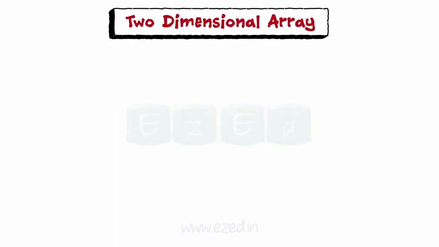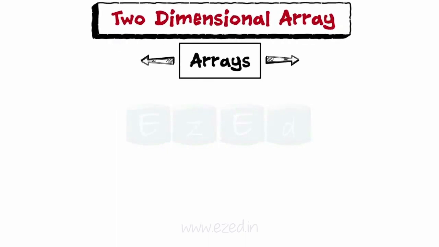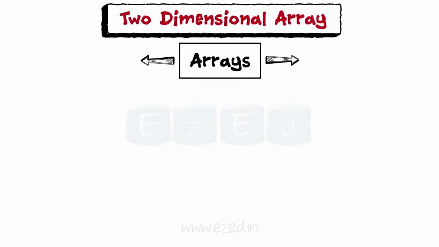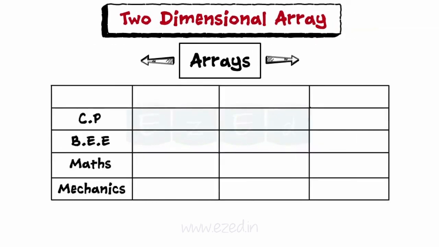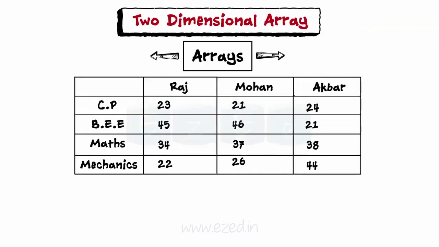Now we will learn two-dimensional arrays. Arrays having two dimensions are termed two-dimensional arrays. It is visualized in the form of a table. Let's take an example of a table storing the roll number and marks of 3 students for 4 subjects. This table appears like a matrix of 4 rows and 3 columns. Each row here represents the marks scored by each of the 3 students in each subject, while each column represents the marks scored by each student in all 4 subjects.